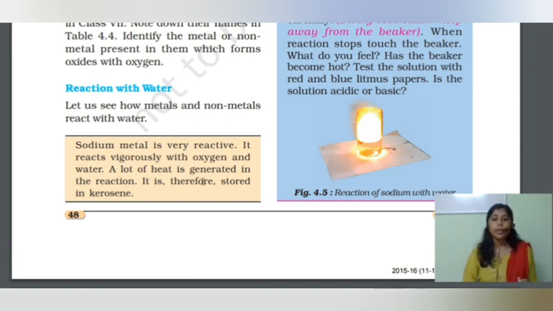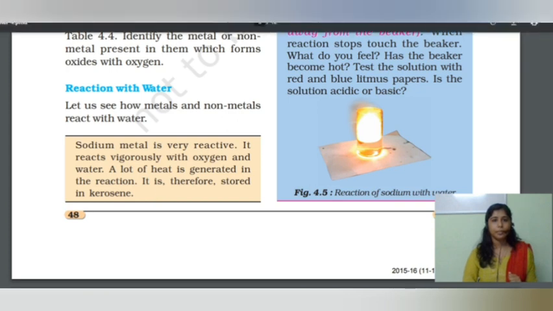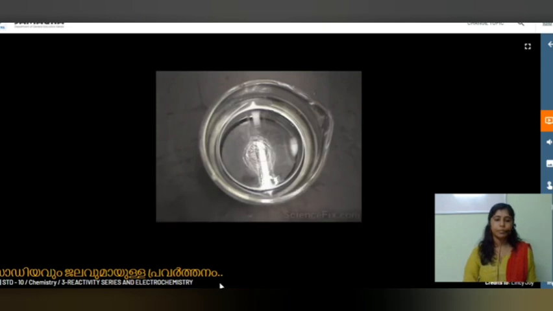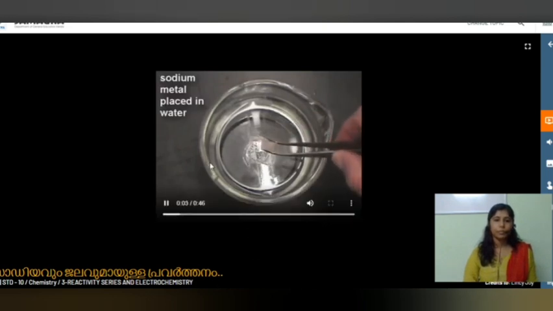Therefore, we store this sodium in kerosene. The sodium is stored in kerosene. Then, to understand the reaction of sodium in water, we can see an activity. Here we are going to put a piece of sodium metal in water.